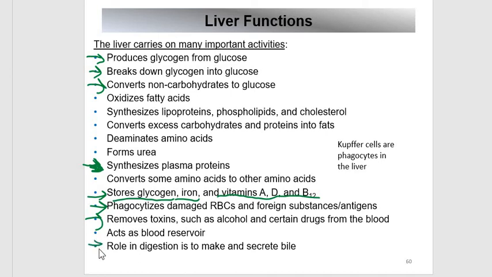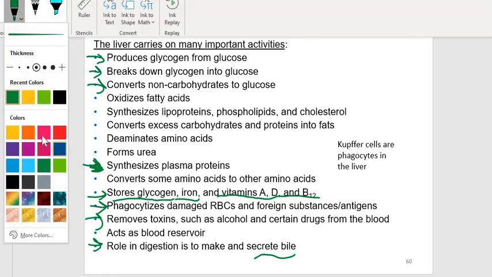Okay, and we've talked about this one. The liver makes bile, right? So some of these you probably already knew. You may not know some of these other ones. So let's talk about some of these other ones that maybe you're a little less familiar with. You might be familiar with them, I'm not saying you're not. It's just that I haven't talked about them.